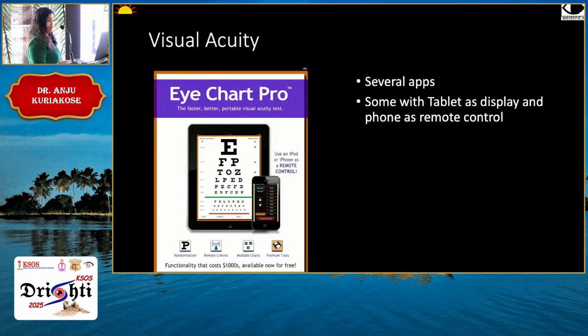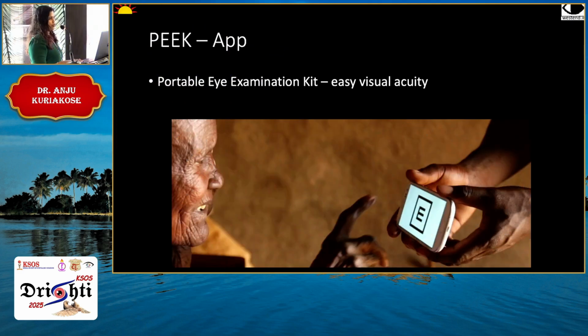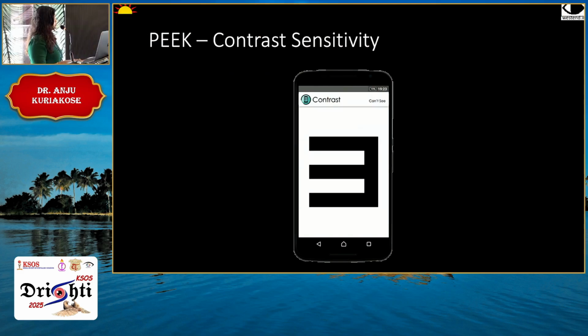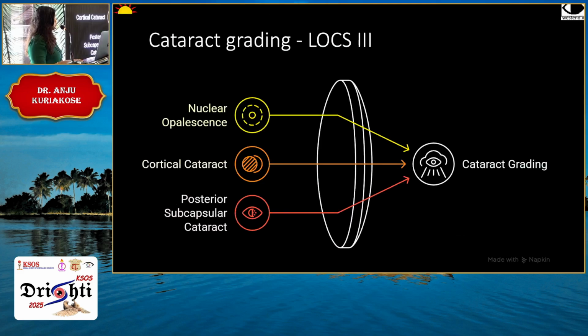There are even several apps for visual acuity. In this, iChart Pro has a tablet as a display and the phone as a remote control. This is the easiest app to use, a portable eye examination kit, which can be used even for illiterate patients because it has an E-chart, and contrast sensitivity is also available with this.